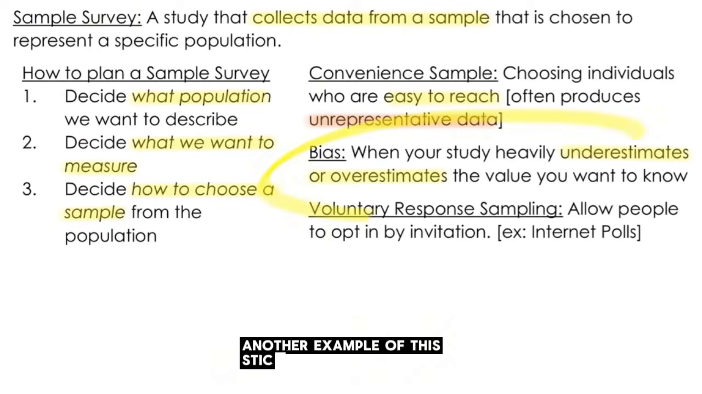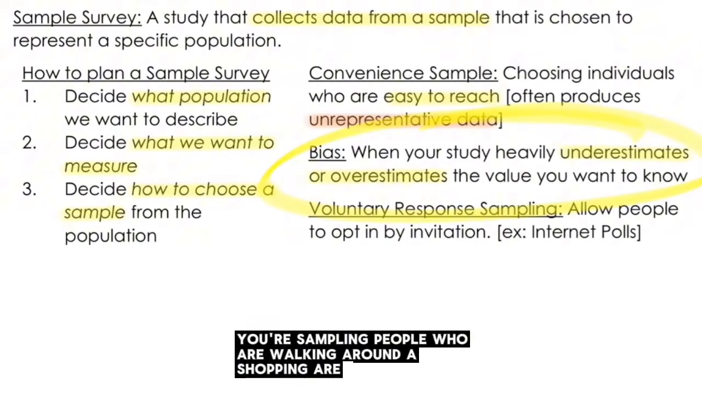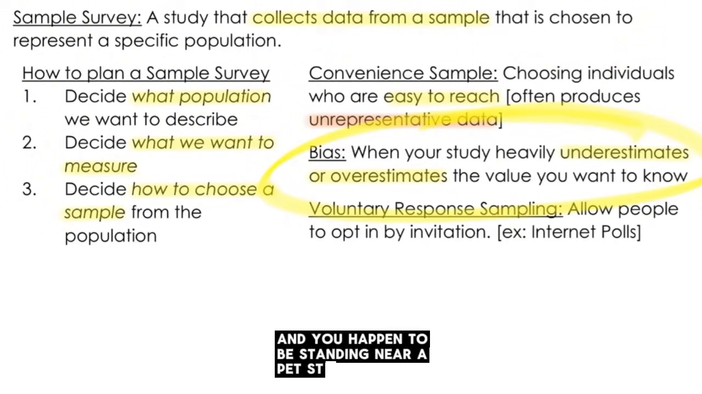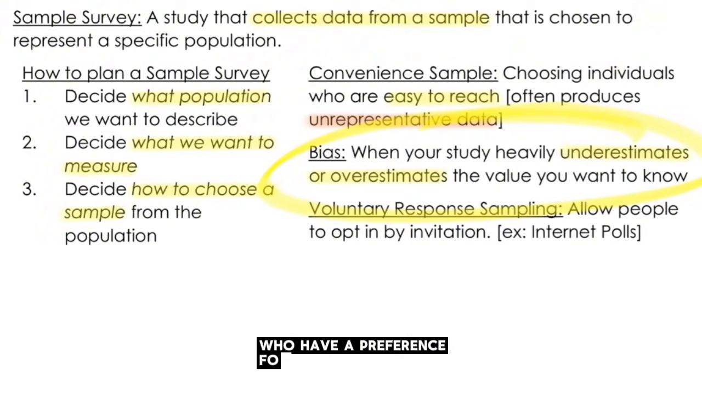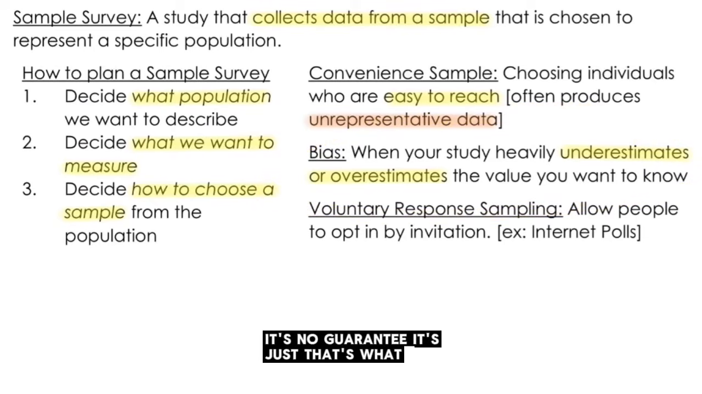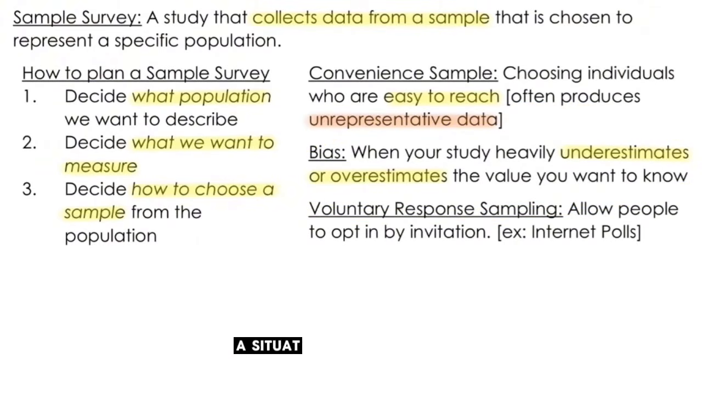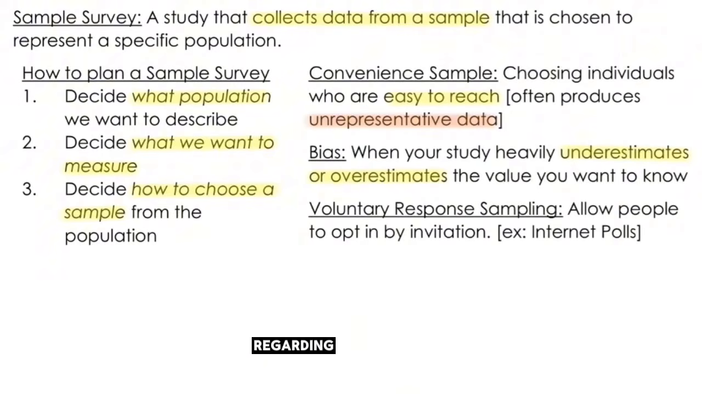Another example of this, sticking with pets, could be, let's say you're sampling people who are walking around a shopping area and you happen to be standing near a pet store. It's probably more likely that you're going to interact with people who have a preference for pets because they are going in and out of the pet store. It's no guarantee. It's just that's what bias can kind of represent. A situation where you're going to be playing favoritism with one direction or the other regarding what you are looking for.